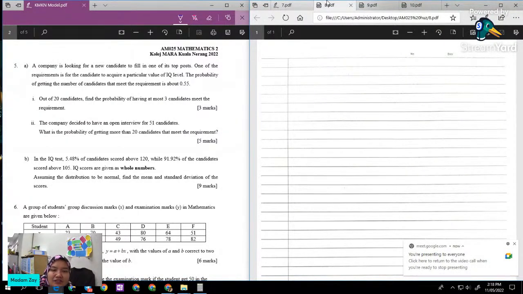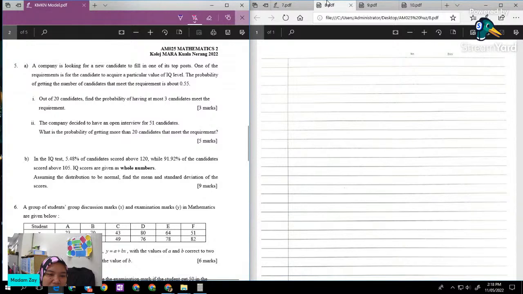So yang A, kita tengok sama-sama. A company is looking for a new candidate to fill in one of its top posts. One of the requirements is for the candidate to acquire a particular value of IQ level. Wow. Okay, the probability of getting a candidate that meets the requirement is 0.55. Oh, ramai juga. So, out of 20 candidates. So sekarang kita ada probability of success and number of trial. Find the probability of having at most 3 candidates meet the requirement.